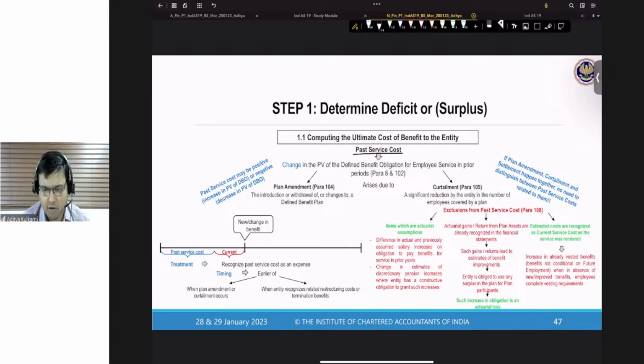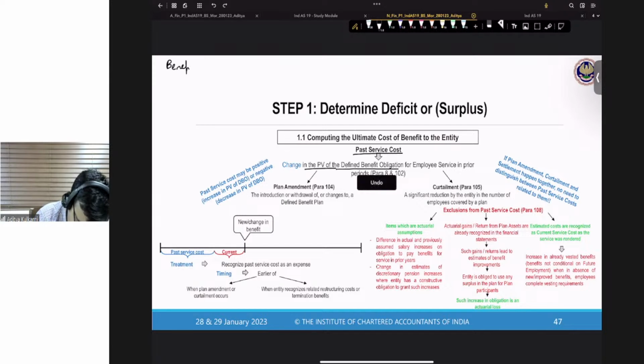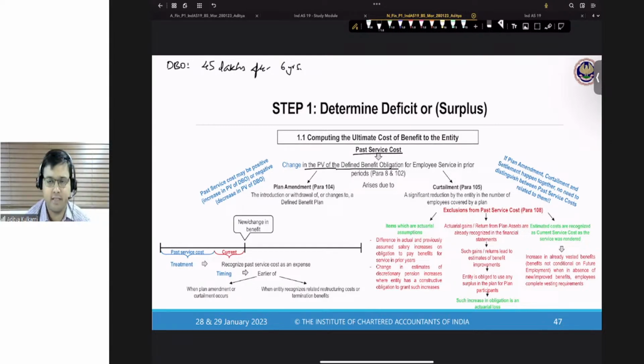Okay, past service cost. There is a change in the present value of the defined benefit obligation. In our example, remember that question, the defined benefit obligation was 45 lakhs after 6 years. Now I can keep this, or this defined benefit obligation can change on account of two things. One is a change in actuarial assumptions. If this is the case, this goes to other comprehensive income without reclassification.